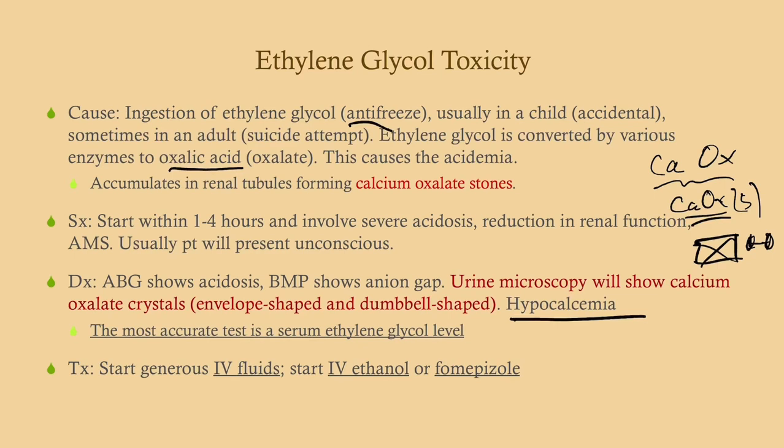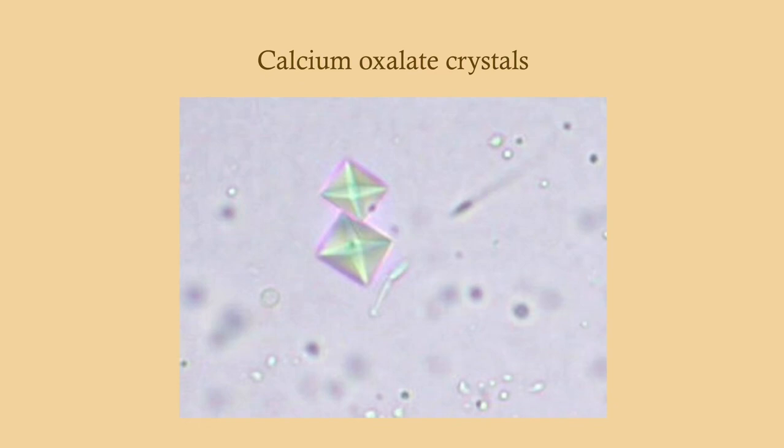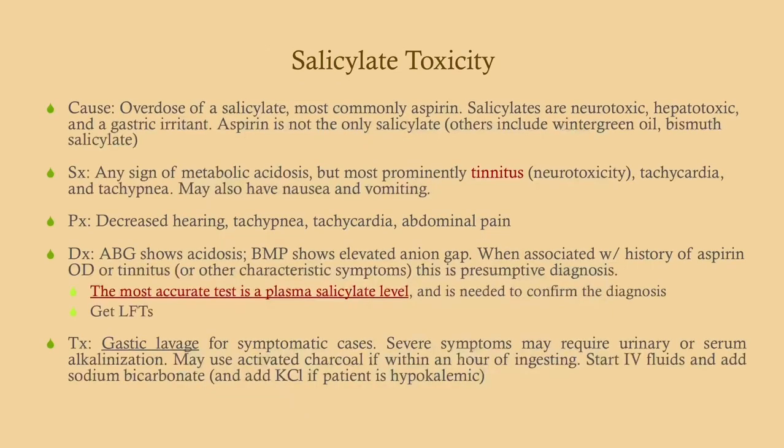Most accurate test is an ethylene glycol level, but this is often very easy to diagnose based on the history. Same treatment as for methanol toxicity. What we want to do is we want to hog up that ADH, that alcohol dehydrogenase, so that we have less conversion of ethylene glycol ultimately to oxalic acid, which would cause the nephrotoxicity. These are the calcium oxalate crystals.